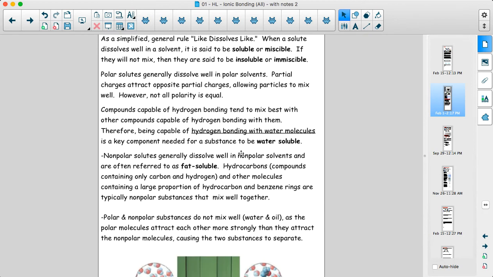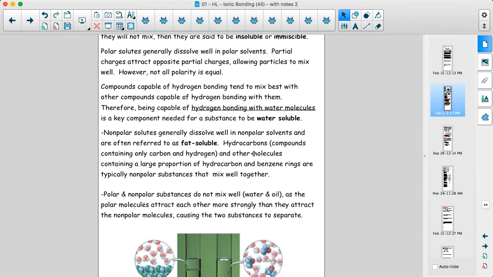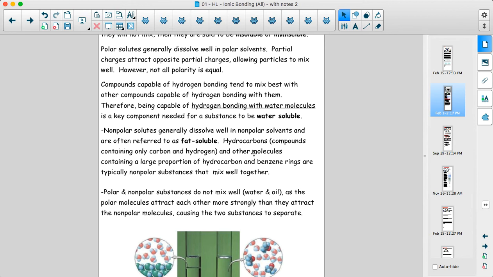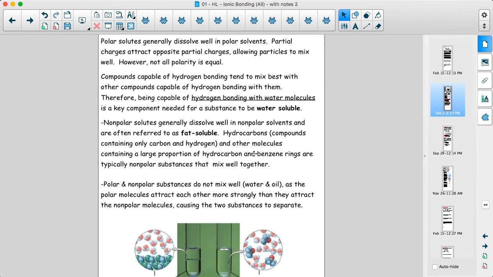So a big focus is water solubility. Things that can hydrogen bond with water molecules will tend to be water soluble. So that includes things that have OH groups, but also things that just have C to O bonds or C to N bonds, because having that O or that N allows the molecule to form a hydrogen bond with the H of the water molecule in its OH bond. So that's really the key to being water soluble.